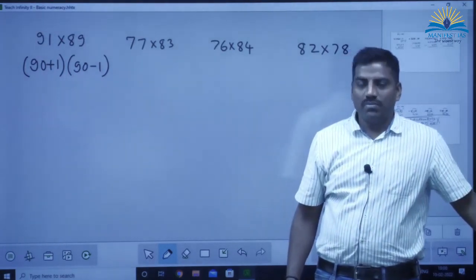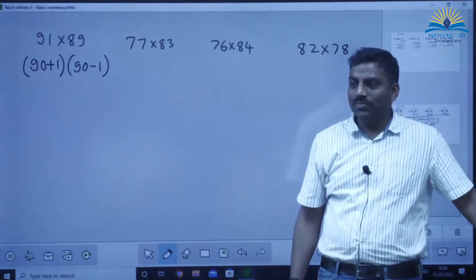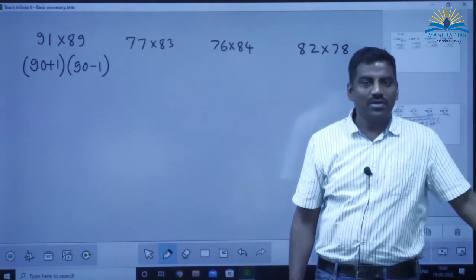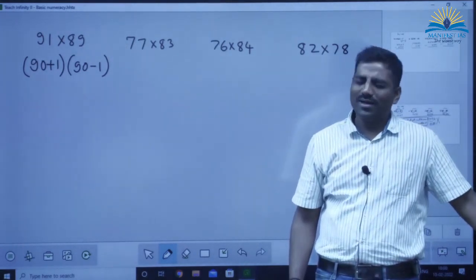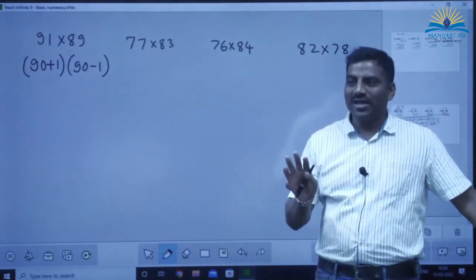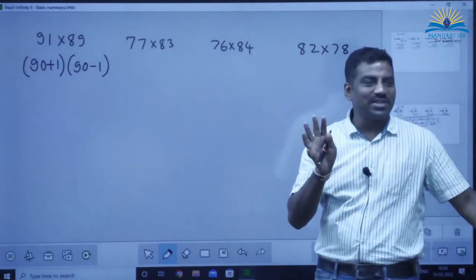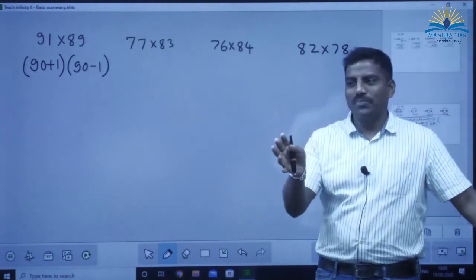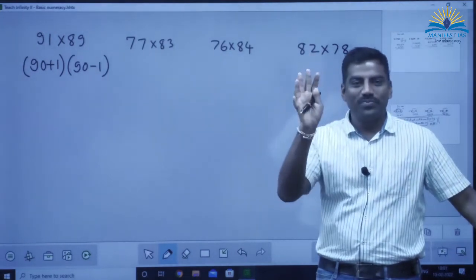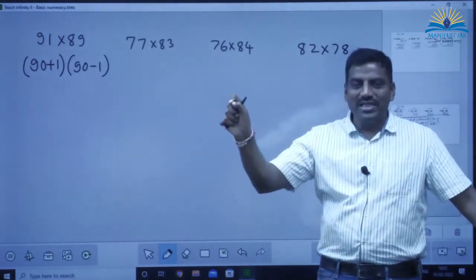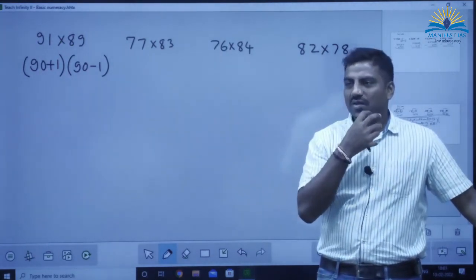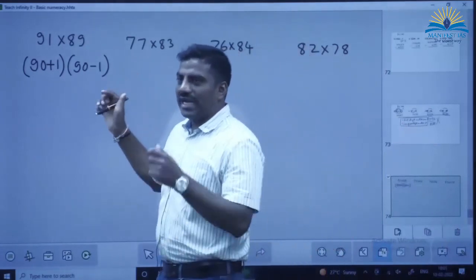They are in what form? A plus B into A minus B. What is the formula that we have for A plus B into A minus B? Because the formulas from school times, especially 6th, 7th, what we have mugged up, we cannot forget them. But application we don't know. If they are fill in the blanks we get, but if we give problems based upon them we can't solve. Okay, anyways, 90 plus 1, 90 minus 1.